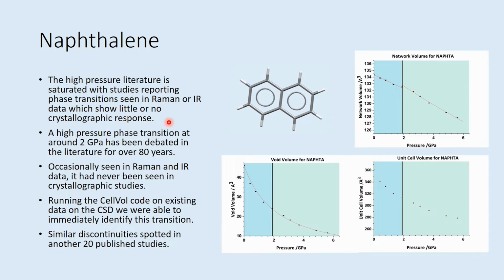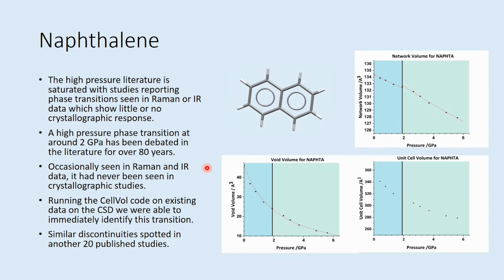A particular example of this is naphthalene. A phase transition in naphthalene was first reported about 80 years ago by Bridgman in his work in the 1940s. But ever since then, people have argued back and forth about whether there is a transition or not. A lot of the IR work generally sees this transition, whereas the Raman often doesn't see it. And despite there being three crystallographic studies on the CSD, none of them have ever located this transition. It's also worth noting that this transition is actually visible, so you can see it occurring, but it has no crystallographic signature at all.